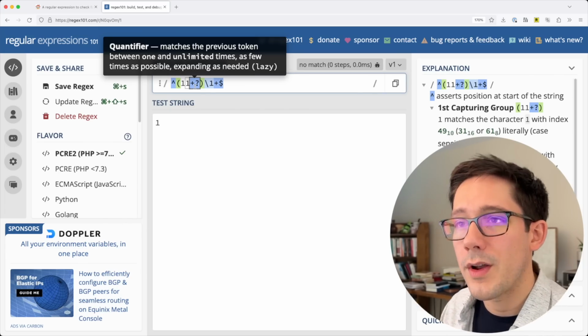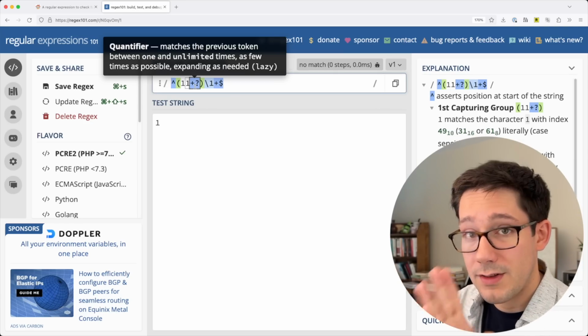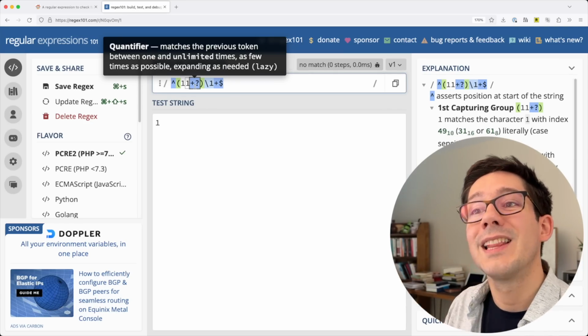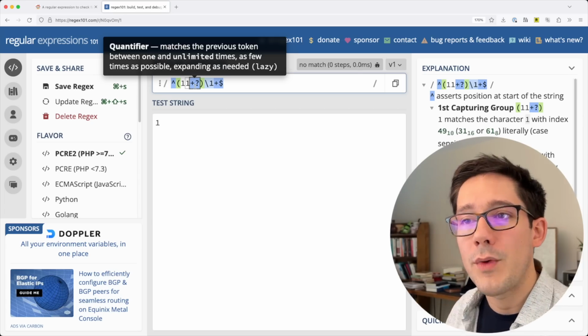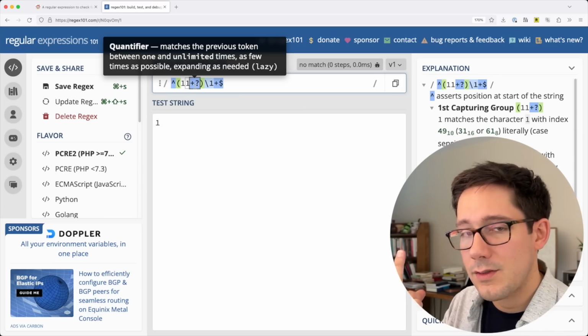And there's a couple of things going on here. So notice what this tooltip said. It matches the previous token, so that is the number one, between 1 and unlimited times. So as many ones as there are, we can match them all. But we match as few times as possible, expanding as needed. What do those two things mean?